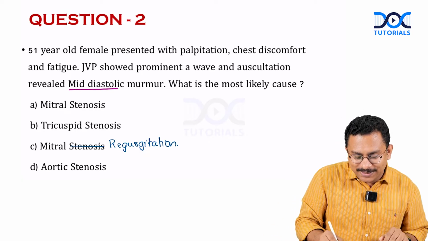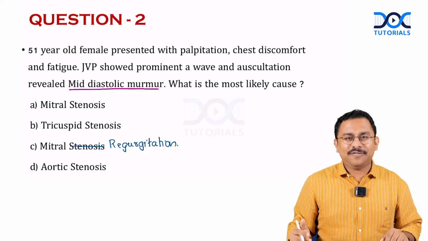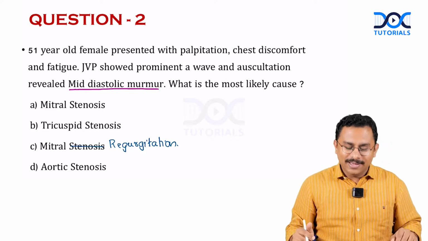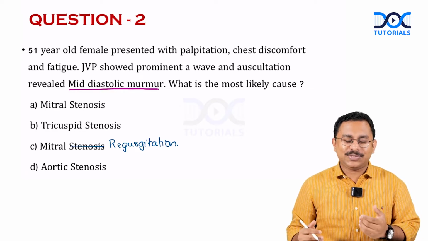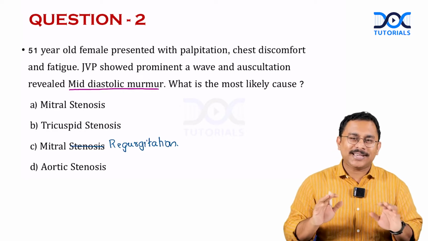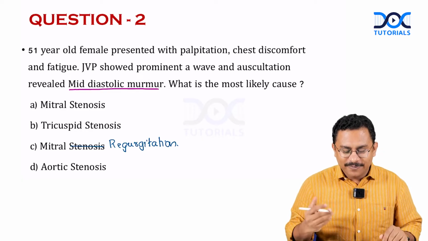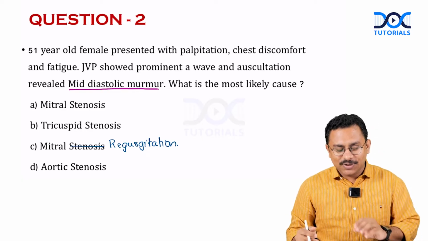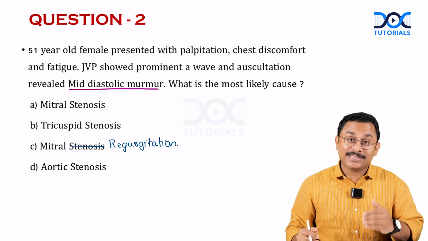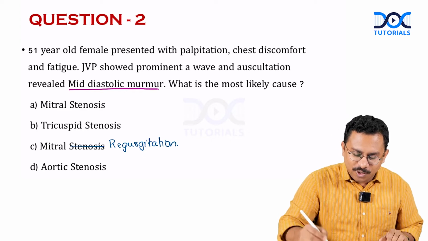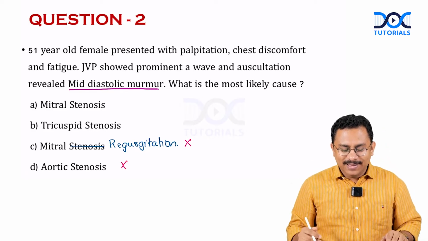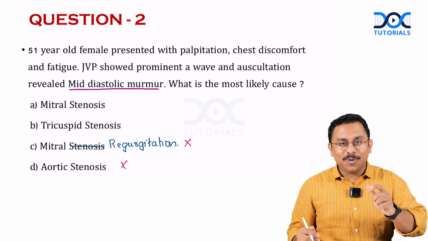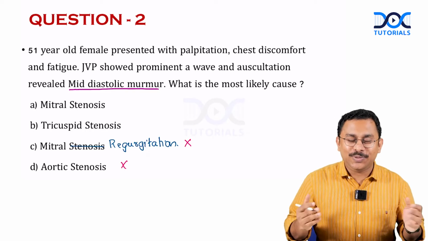Now, in the previous question, we also saw the causes of mid-diastolic murmur. And we can see that from the options, both mitral stenosis and tricuspid stenosis can produce MDM. Obviously, mitral regurgitation is a pansystolic murmur and aortic stenosis is an ejection systolic murmur. So we have ruled out option C and option D. Now, what about option A and B? What do you think?